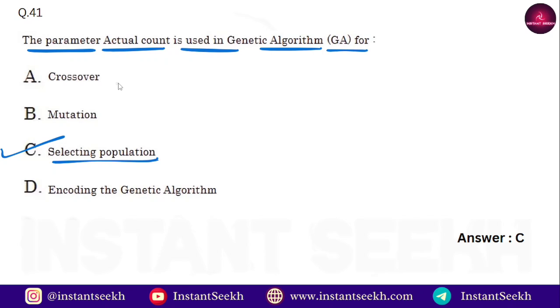Crossover is a genetic operator used to combine genetic information of two parents to generate a new offspring. Okay, so that is crossover. Mutation introduces random changes to individual genes, which helps to maintain genetic diversity within the population. So that is mutation. And encoding in genetic algorithm involves representing the solution to the problem in a particular pattern, often as a string of bits or characters.